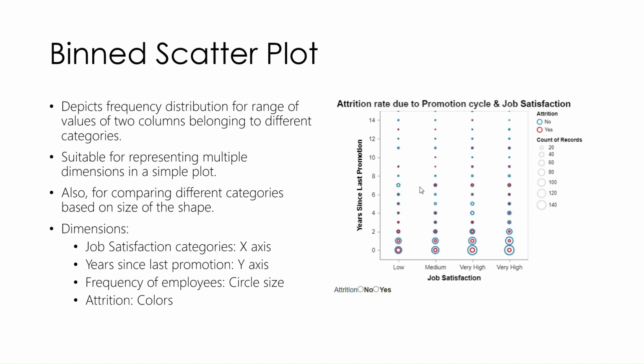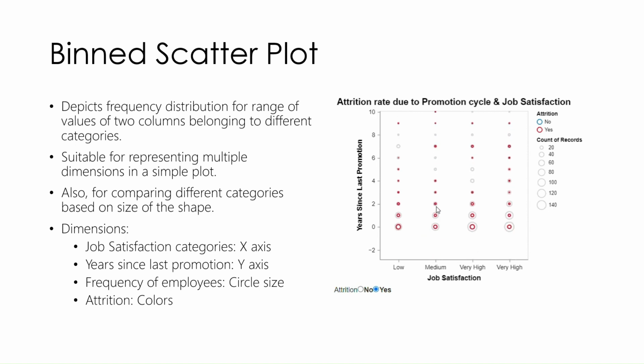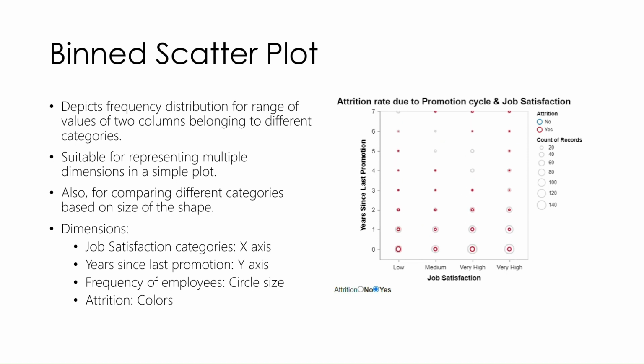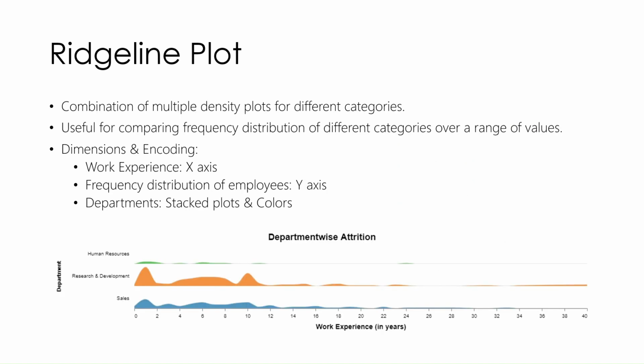The bin scatter plot is a combination of a scatter plot and frequency, which is represented by size of the shape that is being used in the diagram. So the encodings used are job satisfaction categories on the x-axis, years on y-axis. The frequency can be denoted by the size of the circle, and the attrition category by use of colors.